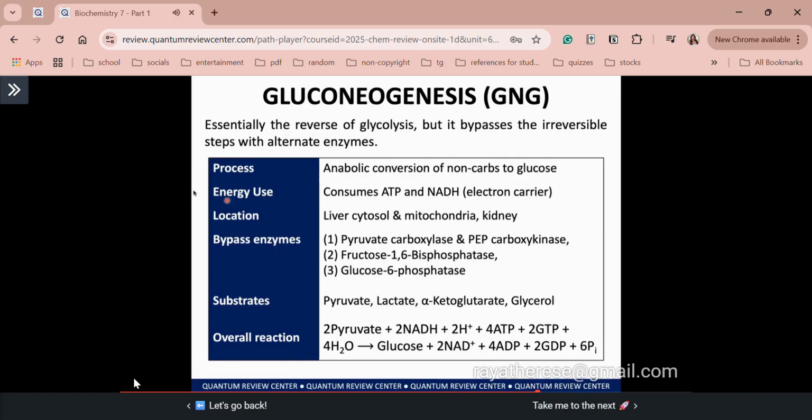So sir, how about the energy use? Yes, we have an energy use here in gluconeogenesis. Actually, class, GNG is energetically expensive. It consumes a large amount of ATP and your electron carrier, NADH. And in terms of location, it is located in the liver cytosol and mitochondria, and in our body part, the kidney.